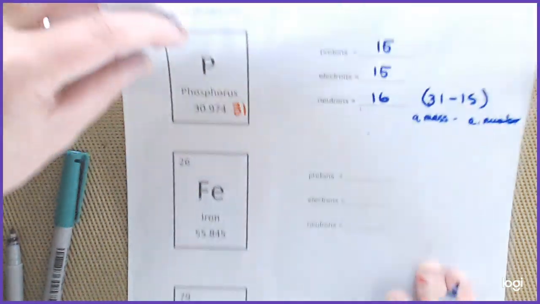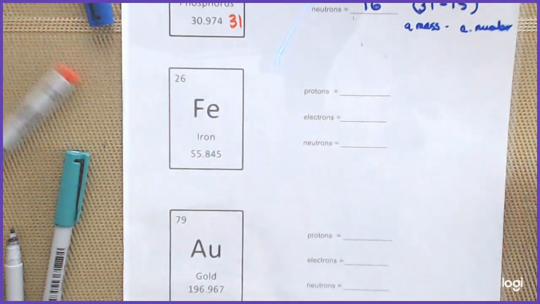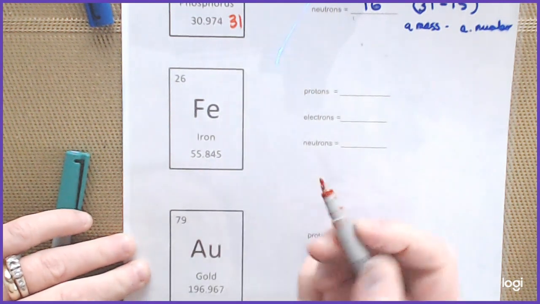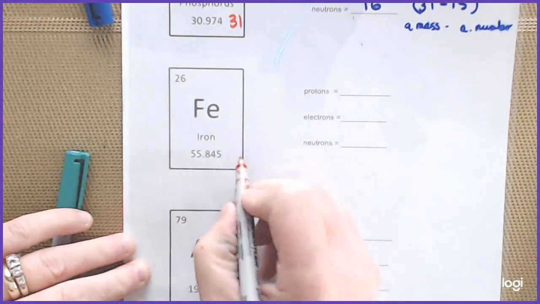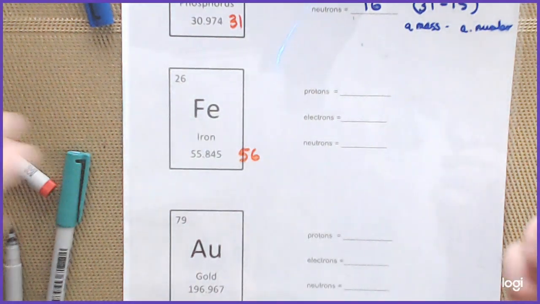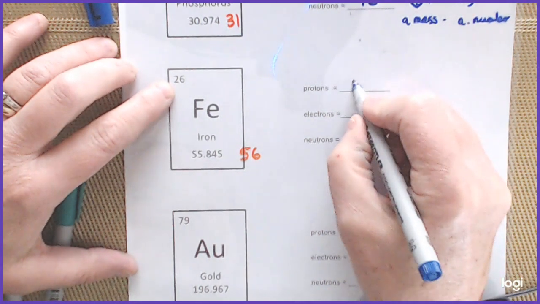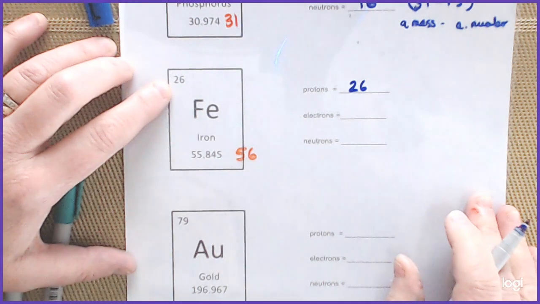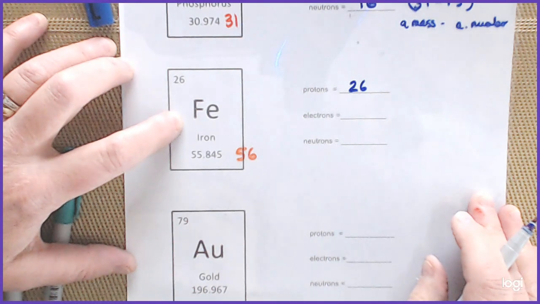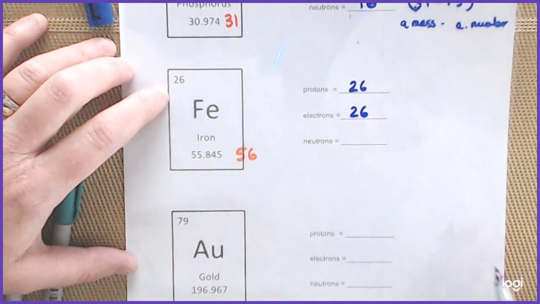Let's take a look at iron now. So for iron, we're going to take a look at our atomic mass here, which is 55.845. We're going to round it to the closest whole number. So in this particular case, we're going to round it to 56. Alrighty, so we're going to look at our number of protons. Our number of protons is equal to the atomic number, so that's 26. Our atom is neutral, so our number of electrons, which are negative, are going to be equal to the number of protons, which are positive, so that's going to be 26.